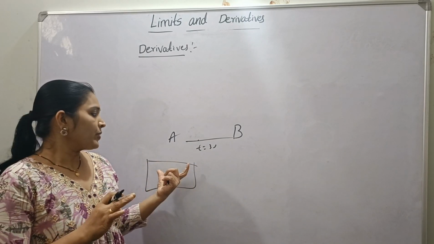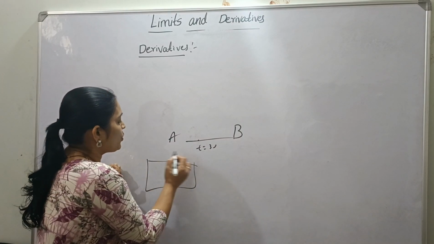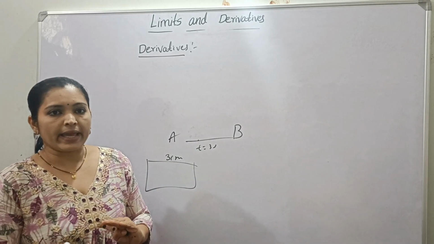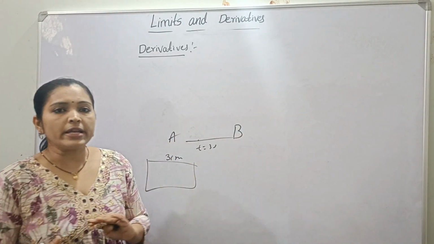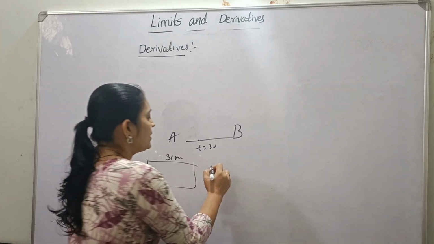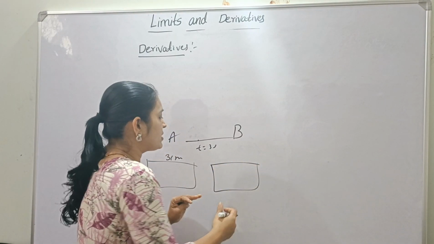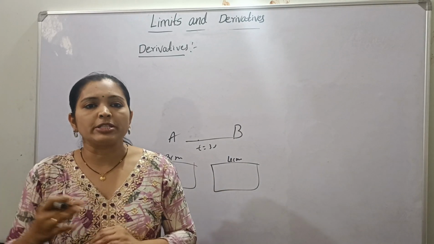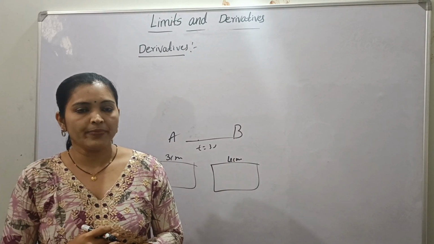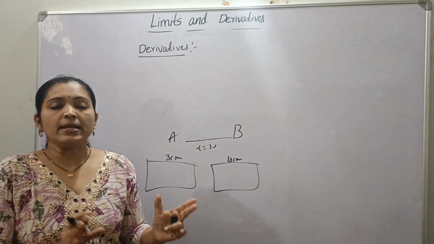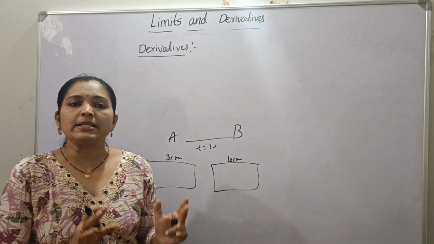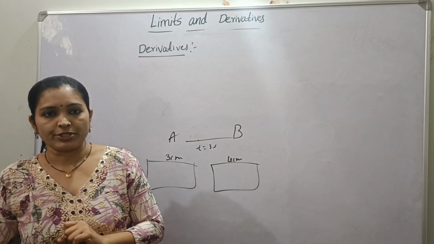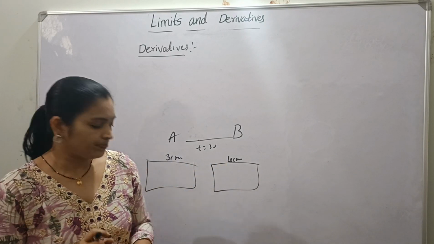Suppose it is 3 centimeter. Next, after 1 second, its side will be increased by 1 centimeter, that is, it will be 4 centimeter. So its area will be changed, right? Its area will be increased. So what is the rate of change? That means, what is the change of area when the side is changed? That is the rate of change.